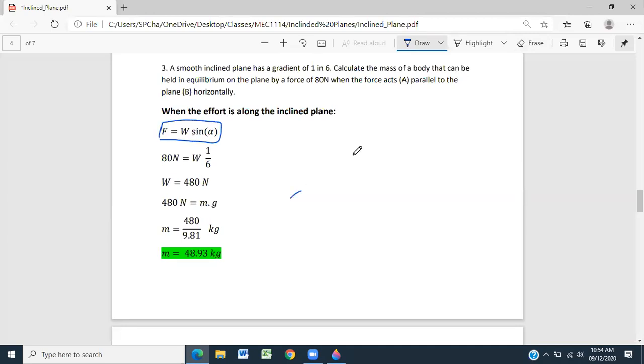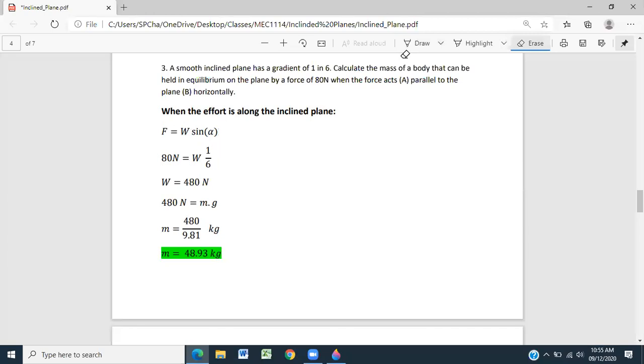So 1 in 6. Every 6 units we move along the inclined plane carries us up 1 unit in height. That's what that means. Okay? For every 6 units along the inclined plane, we move up 1 in height. Replacing this in terms of height and length, 1 upon 6, right?